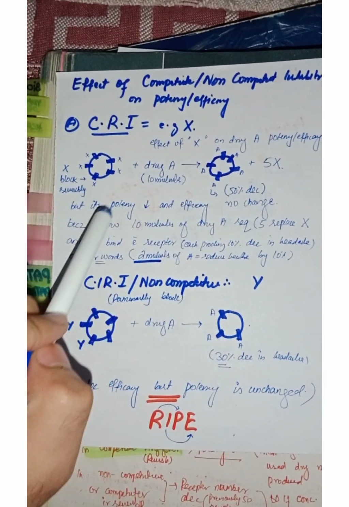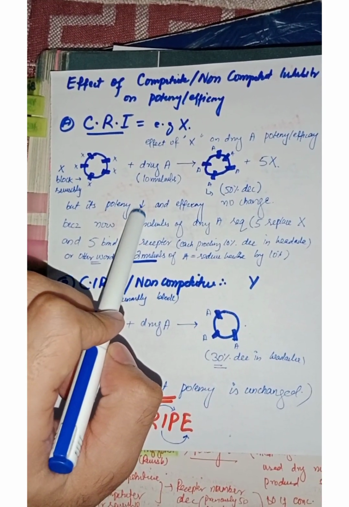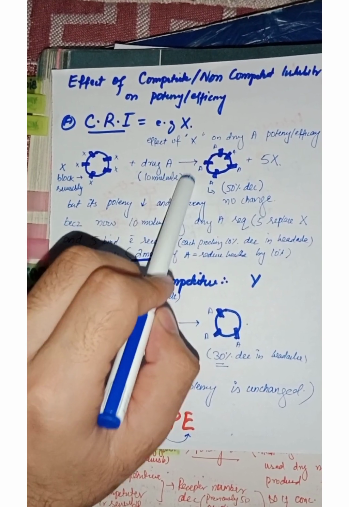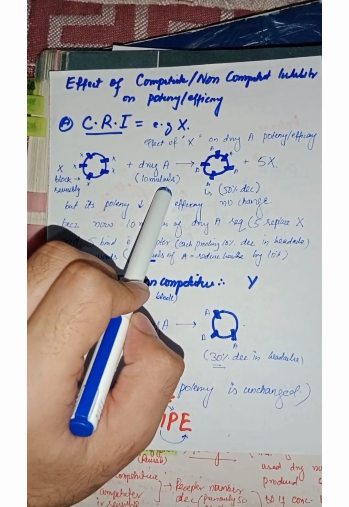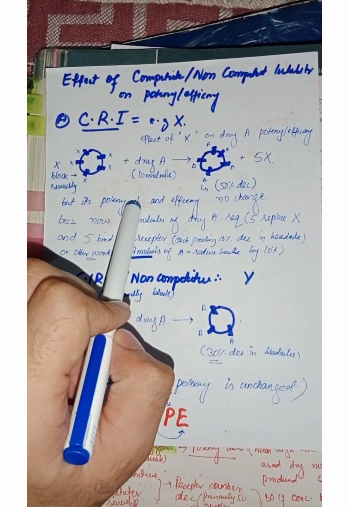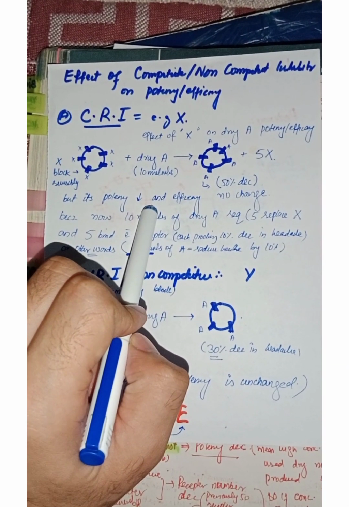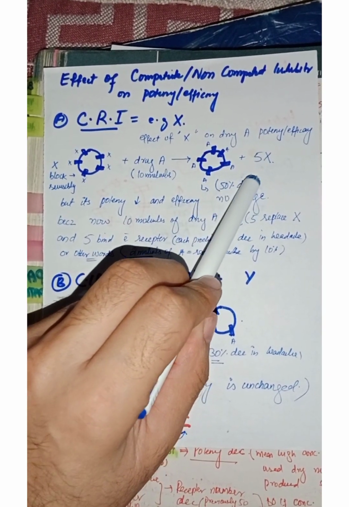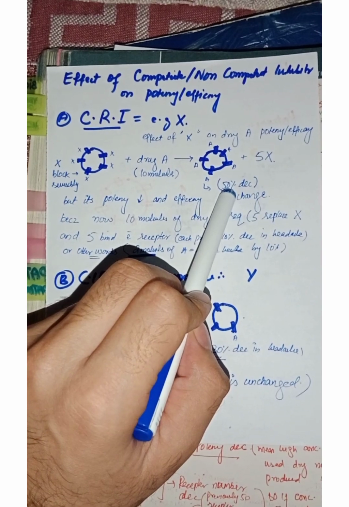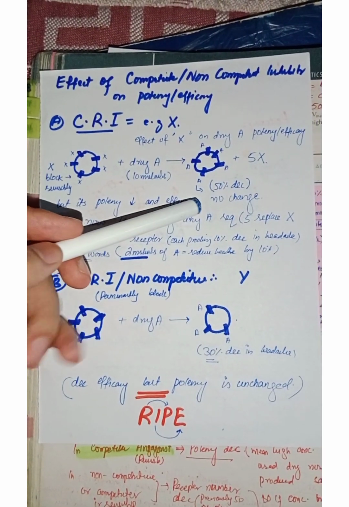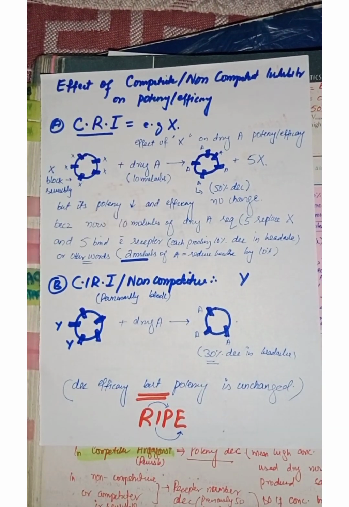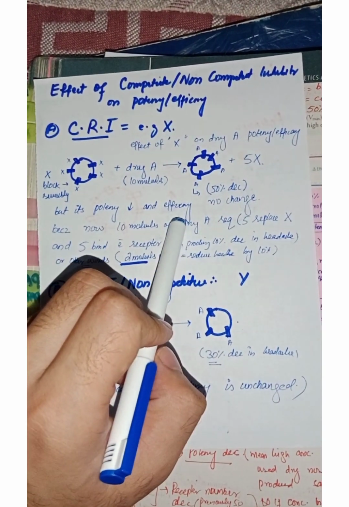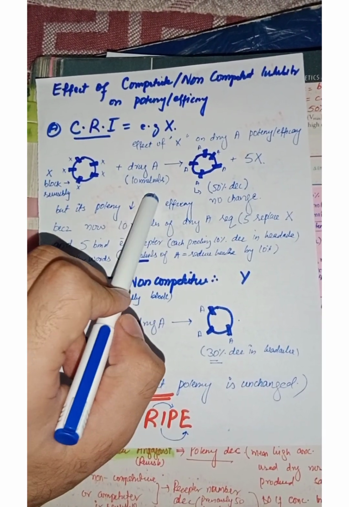But here you can see that the potency has decreased, because now you require 10 molecules. Previously you required 5 molecules to produce the 50% decrease in your headache. Now you require 10 molecules to produce the same effect, while the efficacy is unchanged, because the same effect, a 50% decrease in the headache, has been produced. That's what we saw in the previous slide, where we produced the same effect with 5 molecules of drug A.